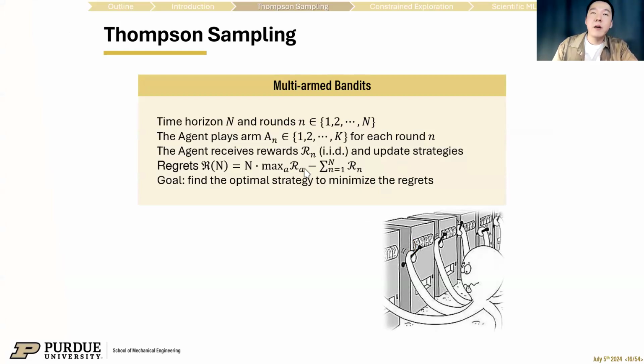Suppose there's a time horizon big N and rounds small n from 1 to big N. And we also have k arms. For each round, the agent selects one arm and receives the reward. And according to the reward, we update our strategy to select the next arm. We further define the regret, which is the sum of the best rewards that we could get minus the sum of rewards that we actually get. Our goal is to find the optimal strategy, or find the best arm, so that we can maximize the rewards or minimize the regret.